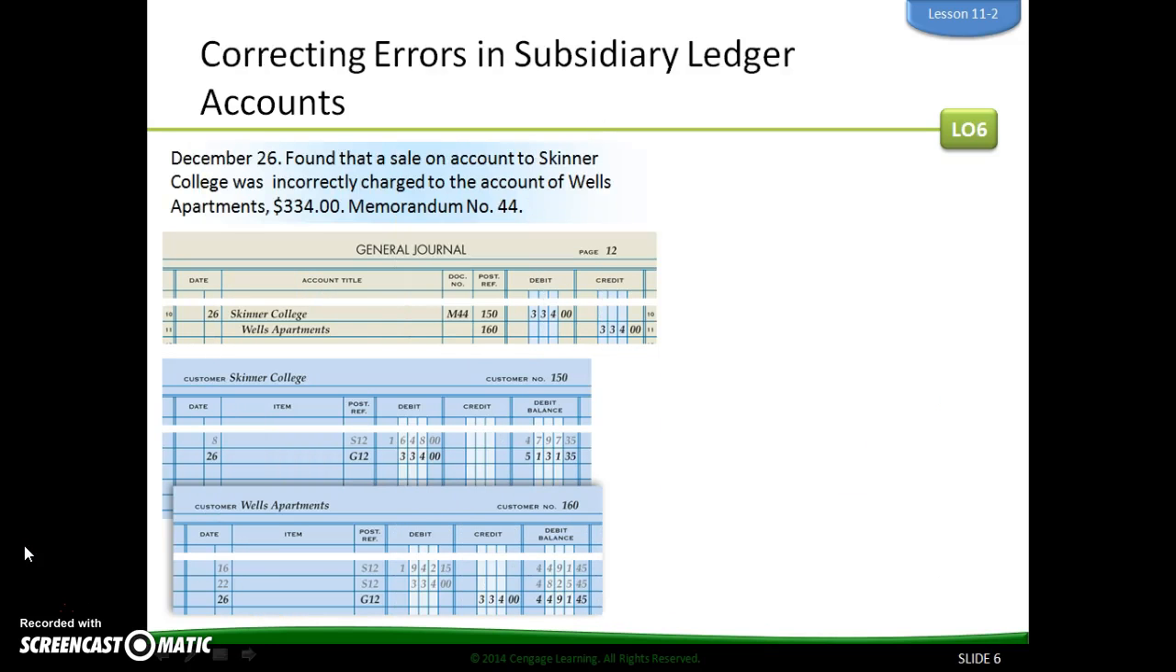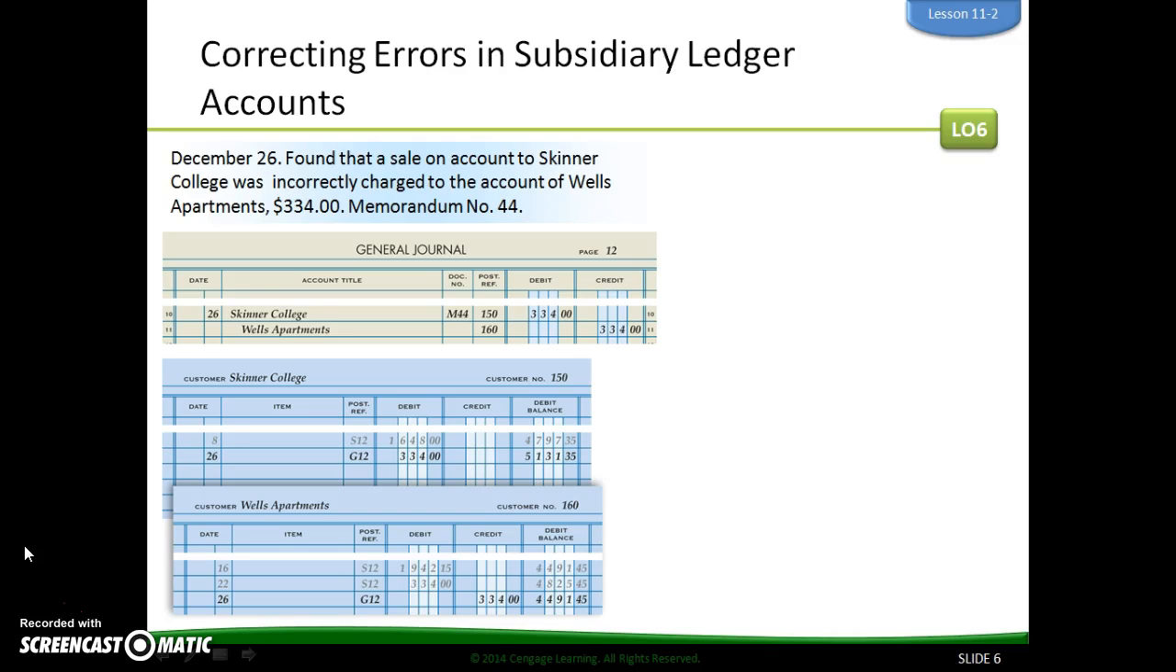All right, so correcting errors in a subsidiary ledger account. Now, we are not perfect creatures, and occasionally we make mistakes when we're posting transactions and monitoring our activity. So on December 26th, it looks like we found that a sale on account to Skinner College was incorrectly charged to the account of Wells Apartments for $334.